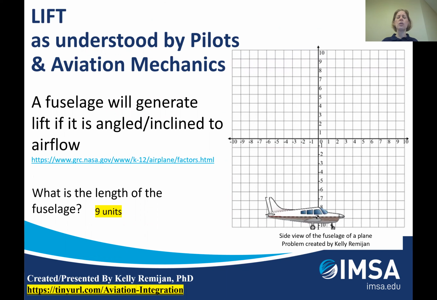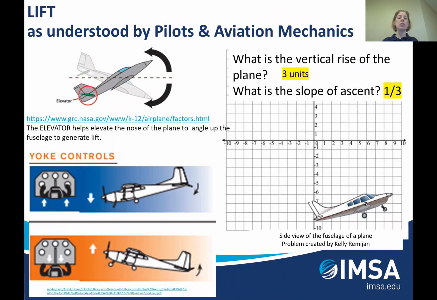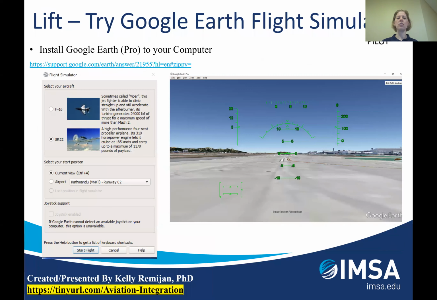Also with lift, you could incorporate terminology such as the fuselage, the length of the fuselage, if you put those images on a coordinate plane. You could talk about slope of ascent, and again, the different types of controls that pilots use to raise the nose of the aircraft, and being able to angle it up helps with that lift. And in terms of the elevator being able to rise, again, helping raise the nose of the aircraft. So pilots and mechanics need to understand this terminology.